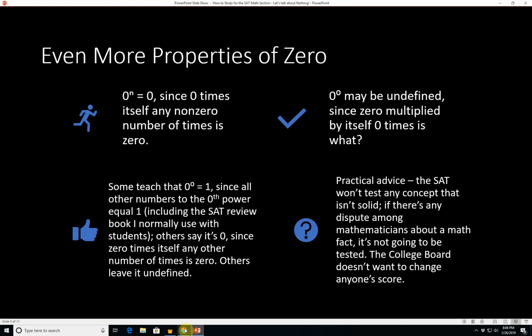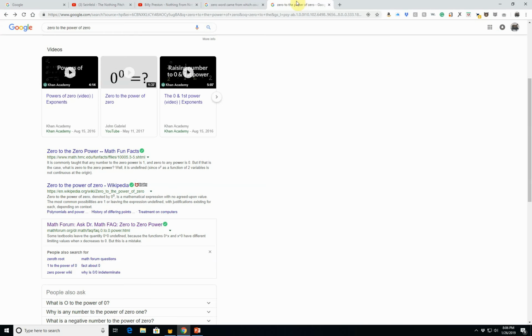So you can even see that. I did a little search on 0 to the power of 0. Math Fun Facts will teach you that it's undefined. 0 to the power of 0 at Wikipedia, they say it's undefined. The most common possibilities are 1 or leaving the expression undefined. Math Forum, Ask Dr. Math, he believes that it's equal to 1. So the point is respectable sources have different answers for it.